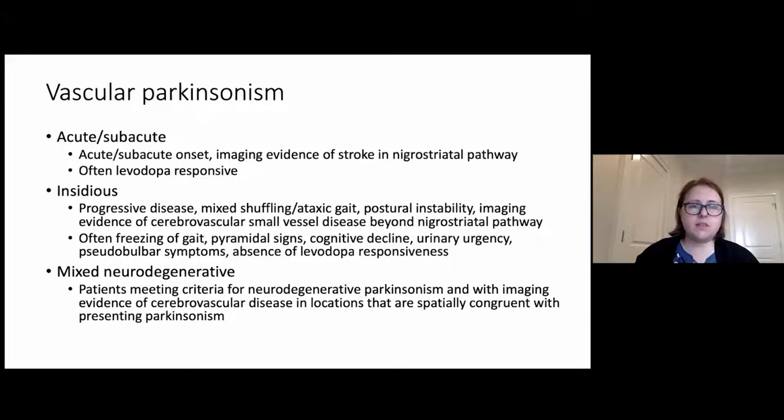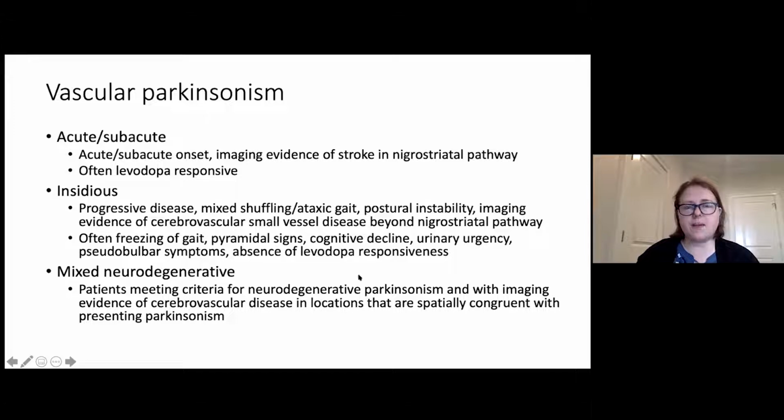I'm just going to mention very briefly some of the features of vascular Parkinsonism. Again, you can think about it as either acute, this more insidious picture, or a mixed picture. I wanted to highlight some features in particular of the insidious picture, and that is that there are often a lot of symptoms in the legs and a lot of postural instability. So you'll see gait freezing, legs worse than arms, early falls. These can all be clues to the fact that you have a vascular Parkinsonism picture rather than idiopathic Parkinson's disease.